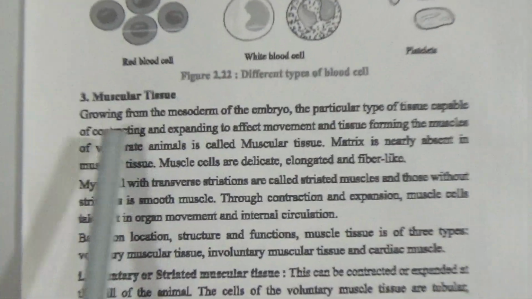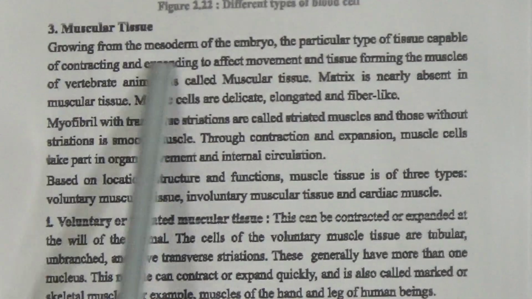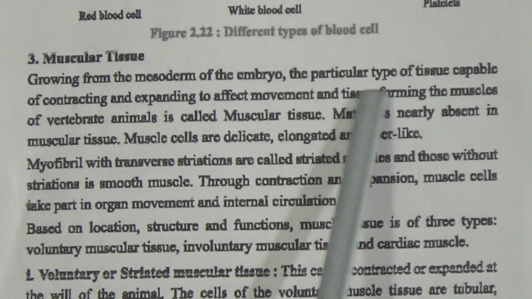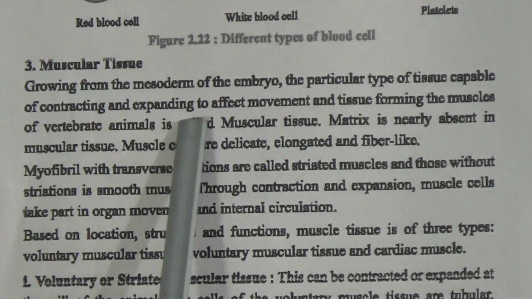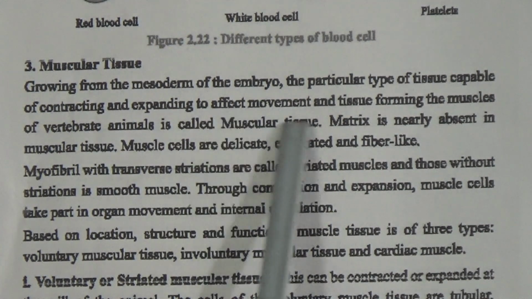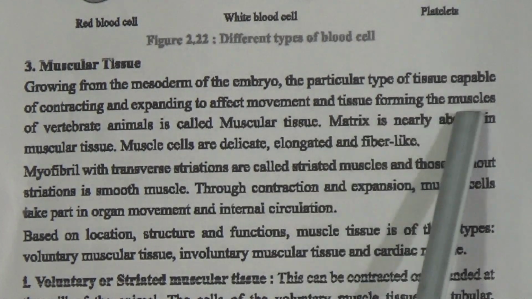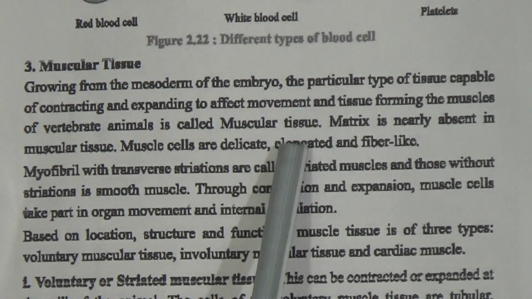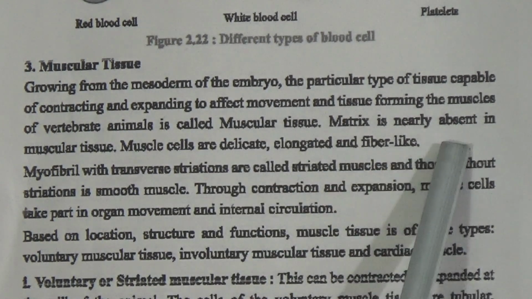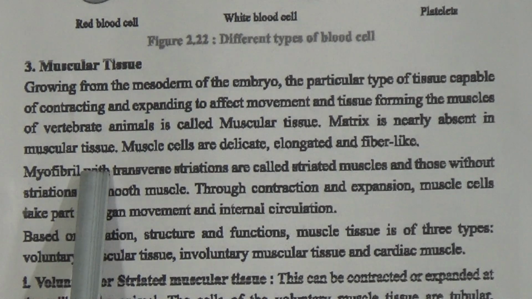Muscular tissue. Muscular tissue grows from the mesoderm of the embryo. The particular type of tissue capable of contracting and expanding to effect movement, and tissue forming the muscle of vertebrate animals, is called muscular tissue. Matrix is nearly absent in muscular tissue.